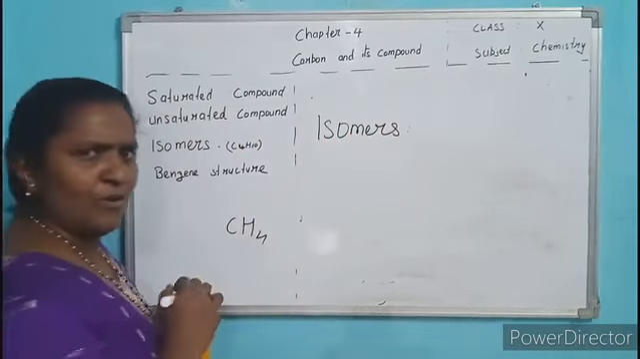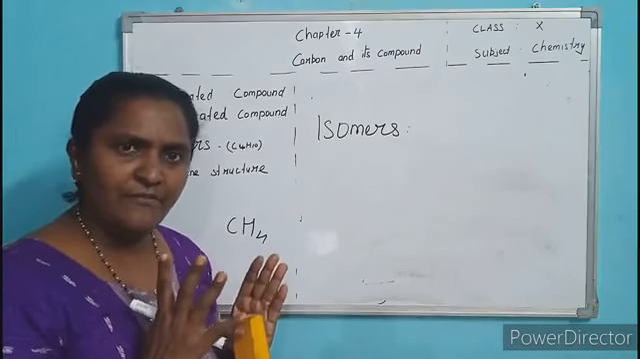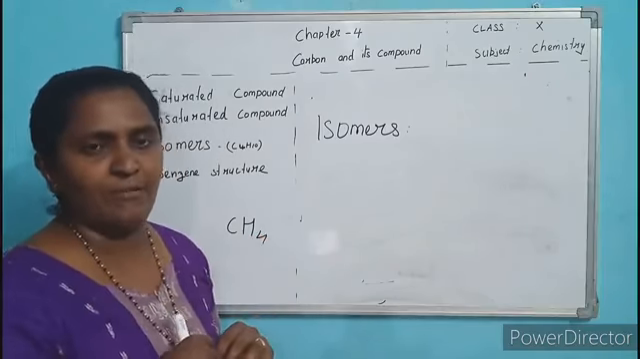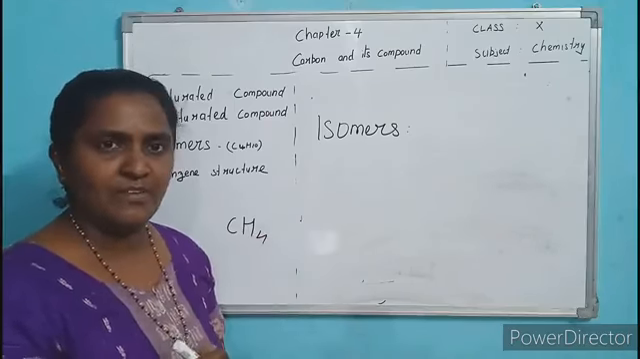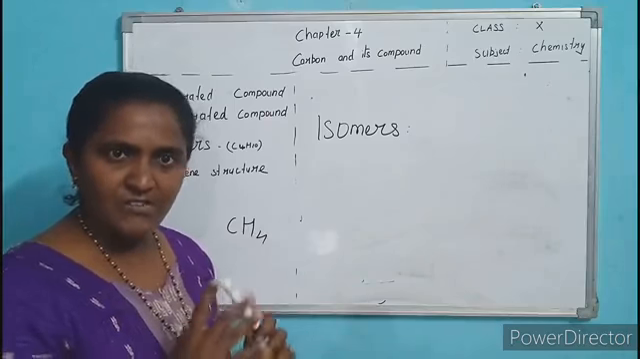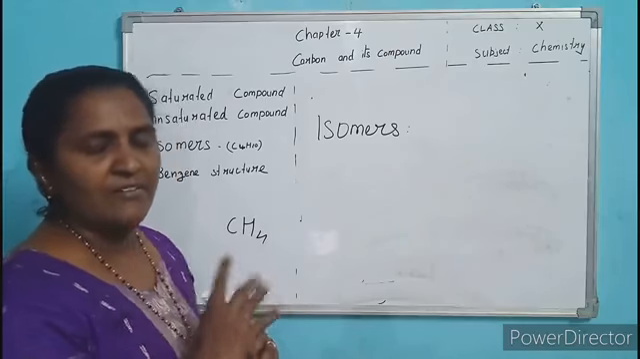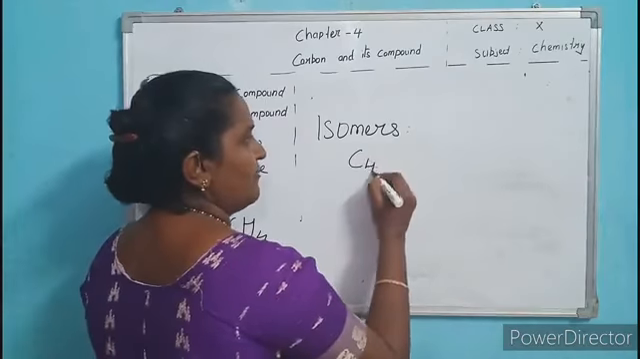The carbon compounds which have the same molecular formula but different structural formula. Such types of compounds are called isomers. Compounds which have the same molecular formula but different structural formula. I will explain with examples. For example, the compound is C4H10.